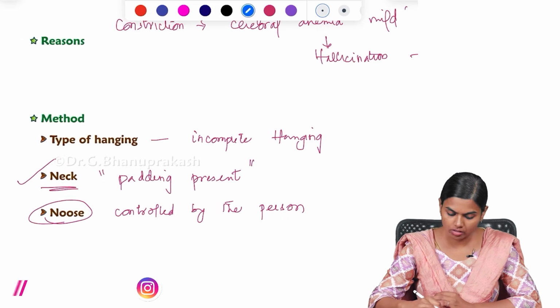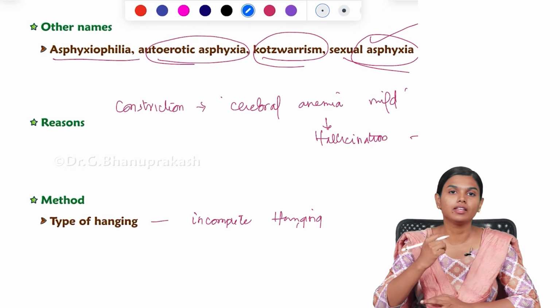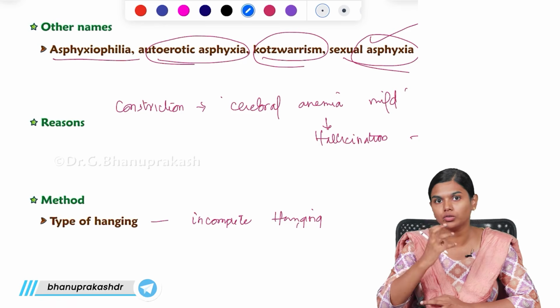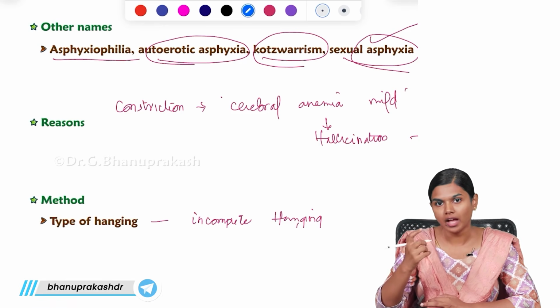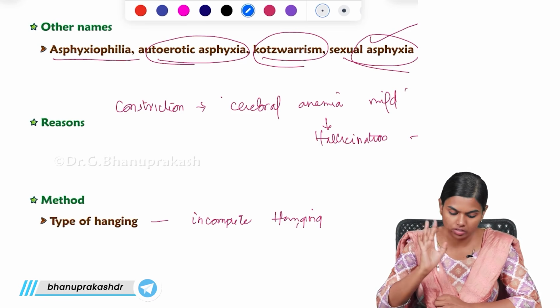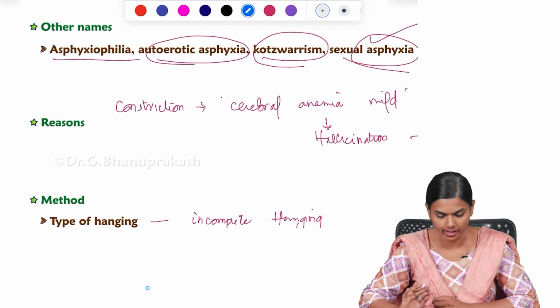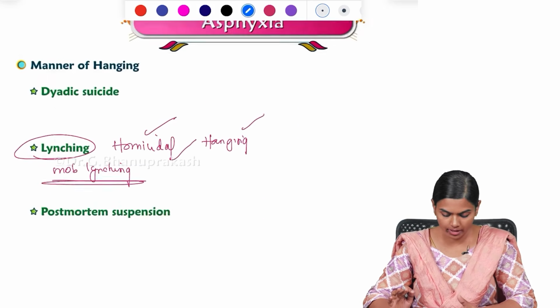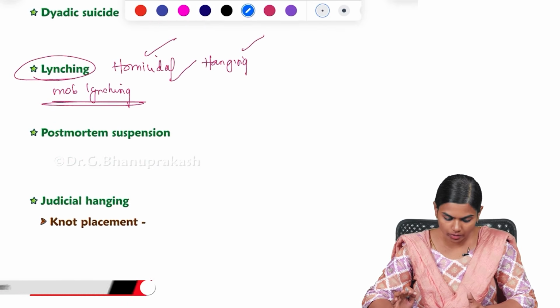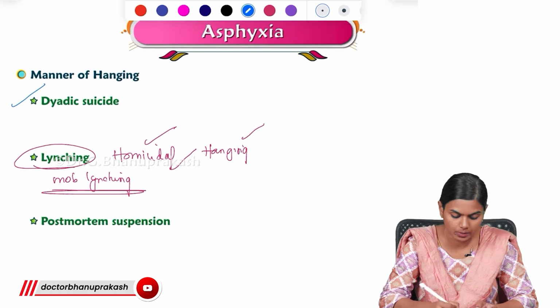So this is one important thing in this context. So coming back to this sexual asphyxia, why they do is that they will get these hallucination due to the cerebral anemia, and when they lose the control, they will accidentally hang themselves. So this is the sexual asphyxia, which is a type of accidental hanging. So done with the manner of the hanging. Now we are going to see the other few important terms in this.